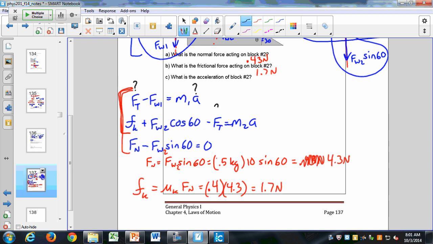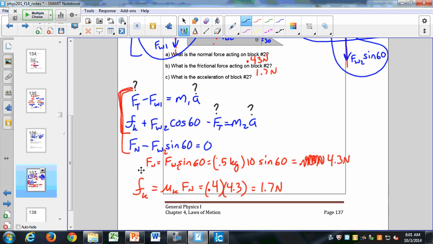In this second equation, I don't know the tension, and I don't know the acceleration. So in both of those equations, I only have two unknowns, and they're the same unknowns. So we can solve that system of equations. You can solve it by substitution. You'll solve one of the equations for one of the variables, and then substitute that into the other.